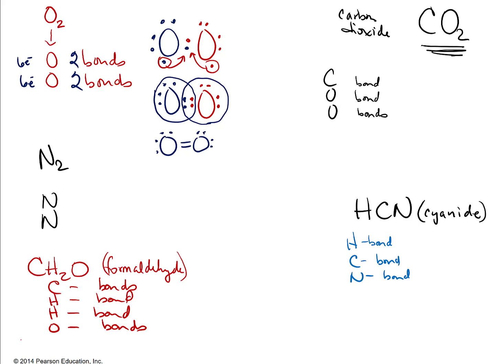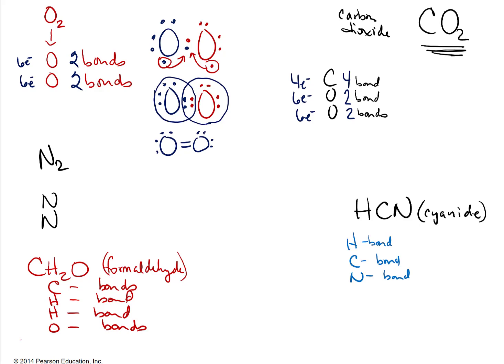Carbon dioxide, CO2. Carbon is 4 electrons, oxygen is 6, just from their group number. So in order to have 8, carbon needs how many bonds? 4, and oxygen 2. Right, so the number of electrons plus the number of bonds is going to tell you how they're going to be stable. So I know carbon's going to have 4 bonds when it's all said and done. I know oxygen's going to have 2.